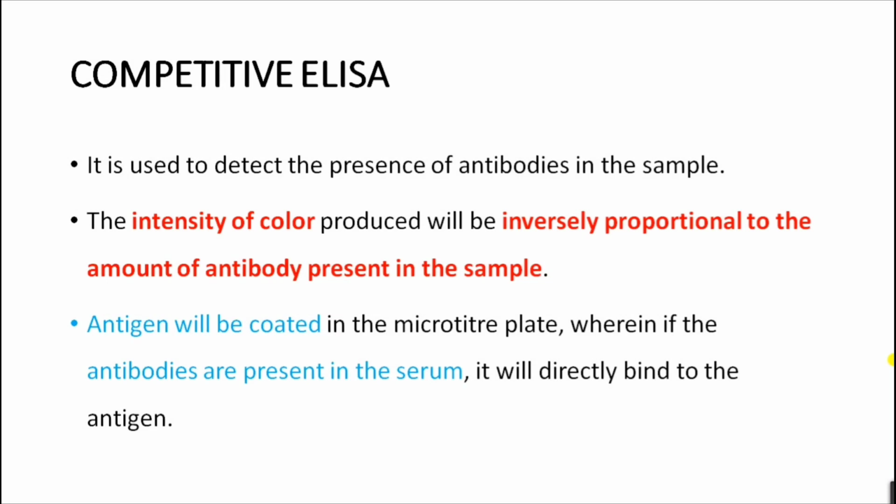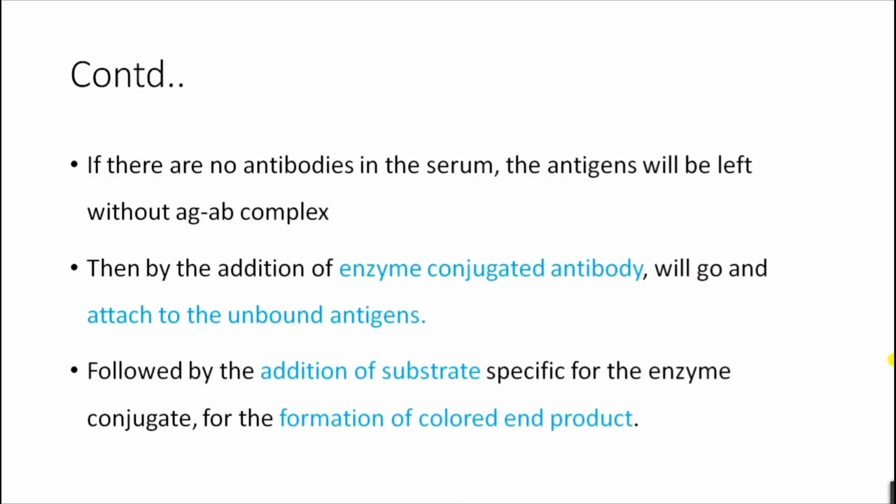Whereas in direct ELISA, indirect ELISA or sandwich ELISA, the intensity of color produced will be directly proportional to the amount of antigen or antibody in the sample. Here, the antigen will be coated in the microtiter plate as we are detecting the presence of antibodies. If the antibodies are present in the serum, they will directly bind to the antigen. If there are no antibodies in the serum, the antigens will be left without forming an antigen-antibody complex.